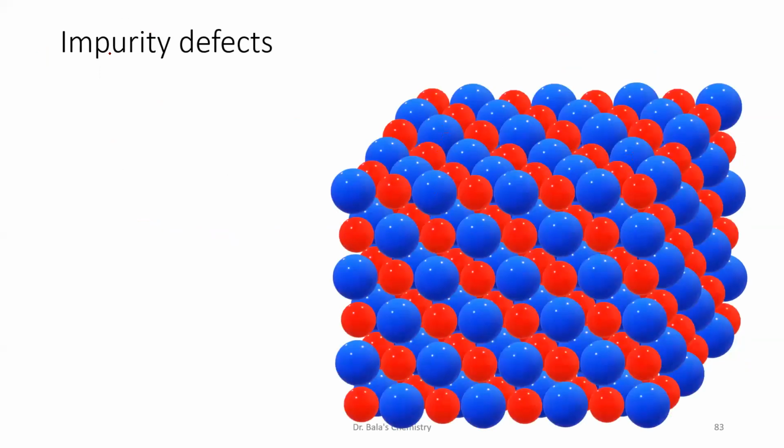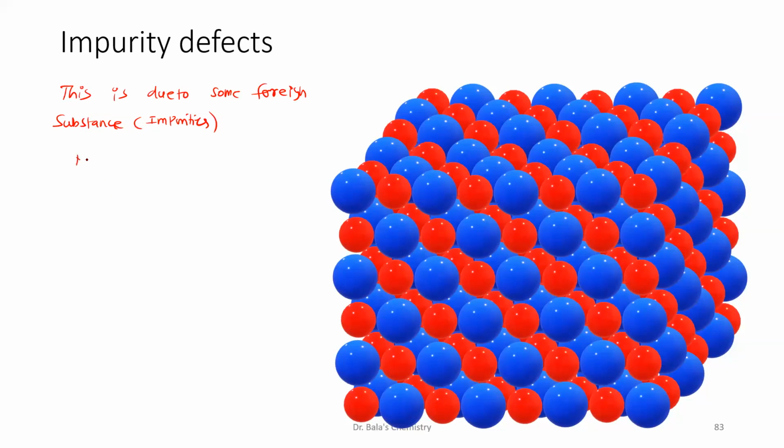Next one is impurity defect. What is the impurity defect? This is due to some foreign substance that acts as an impurity. Due to that, defects arise. That is called impurity defect, we can say.